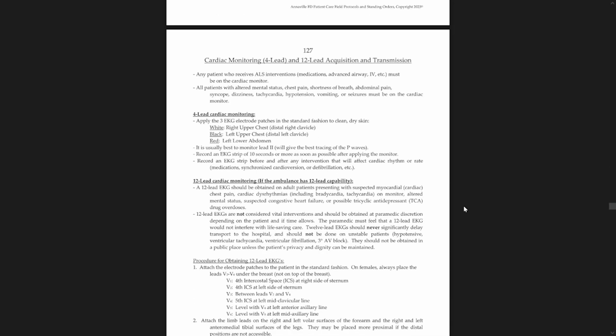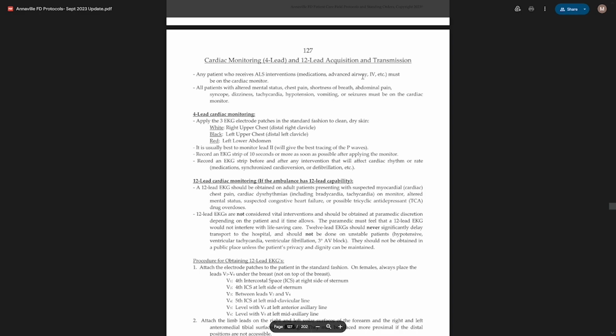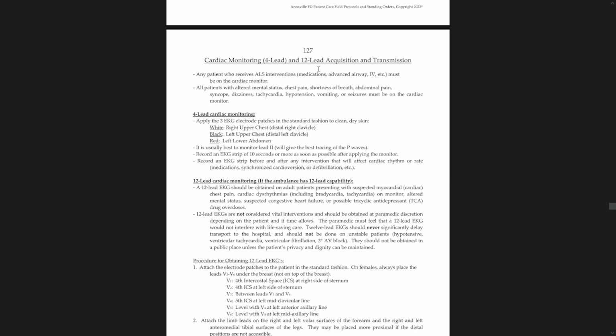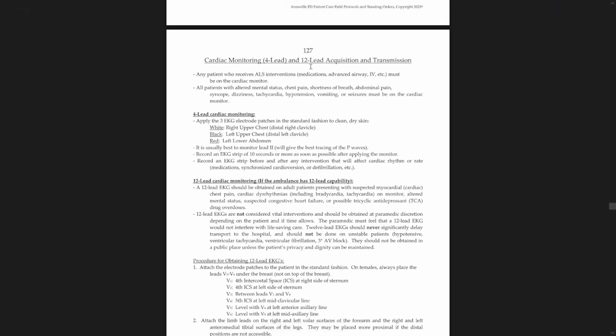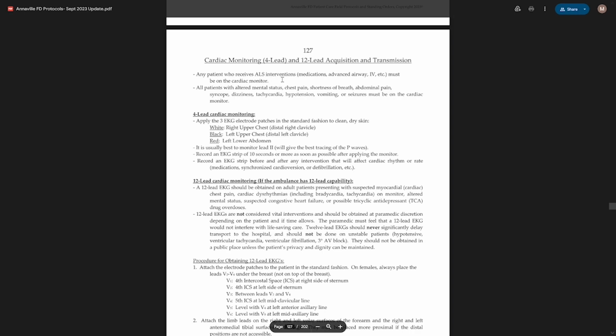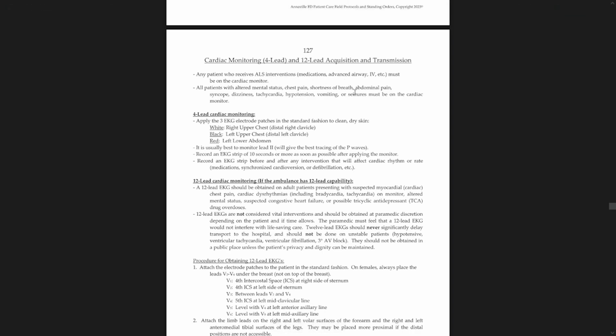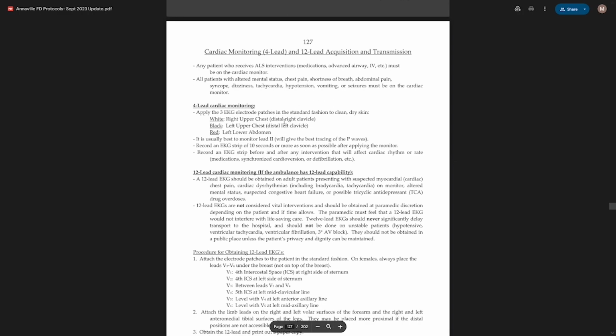For cardiac monitoring, there's 4-lead and 12-lead acquisition and transmission. Any patient who receives ALS interventions, either by medications, an advanced airway, IV, etc., must be on the cardiac monitor. All patients with an altered mental status, chest pain, shortness of breath, abdominal pain, syncope, dizziness, tachycardia, hypotension, vomiting, or seizures must be on the cardiac monitor.